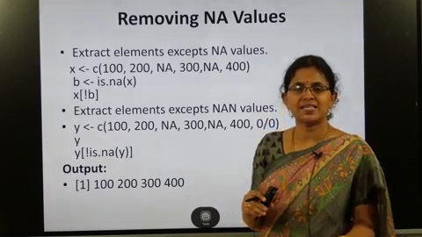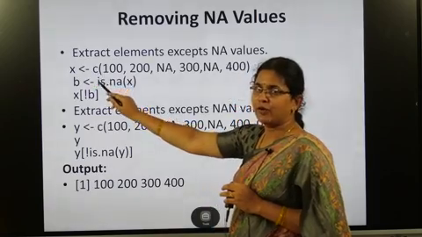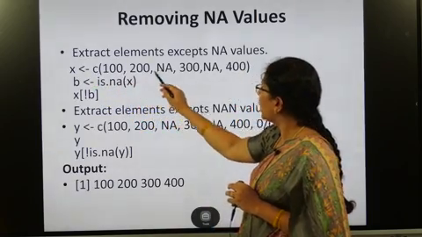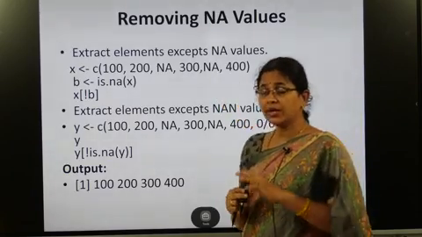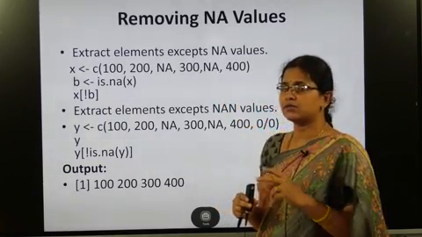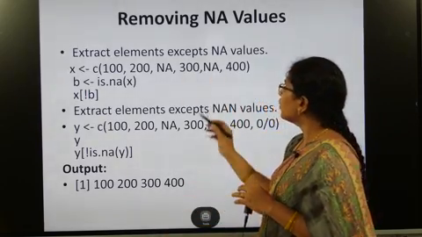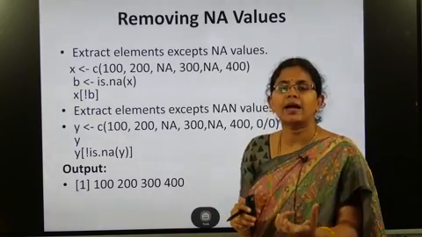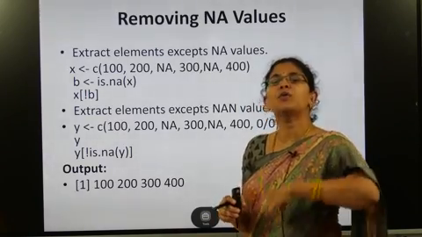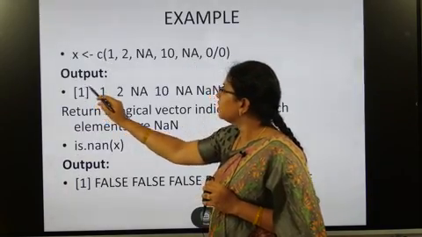First you have to represent the values. So see here, x <- c(100, 200, NA, 300, NA, 400). Here I am taking 2 NA values, and these 2 NA values I want to remove. In order to know that, you have to convert that into logical data type and assign that to a variable. So I am using the b variable.